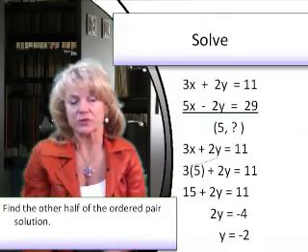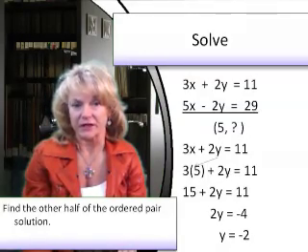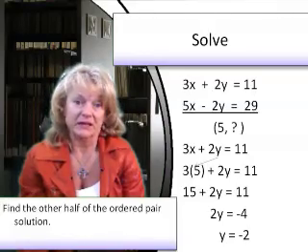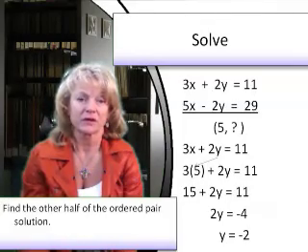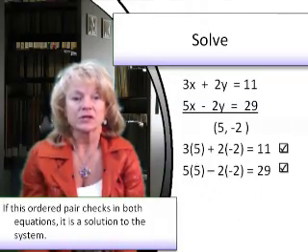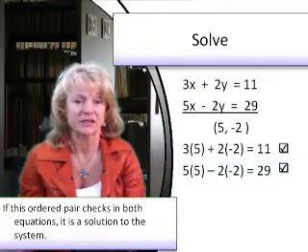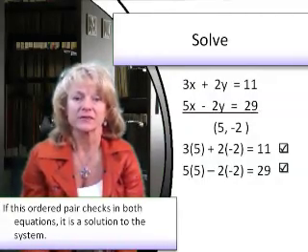It doesn't matter which equation you use to find the other variable. As you can see here, I've chosen the first equation. In the end, we complete our ordered pair, y equals -2. Just as with the substitution method, we know we have the solution if it checks into both equations, and here is our check.